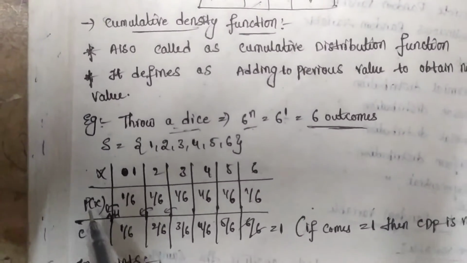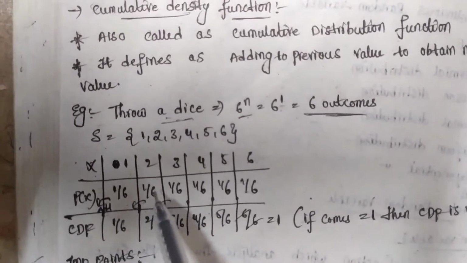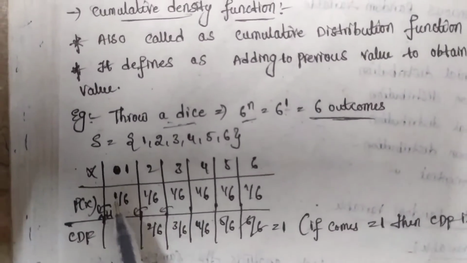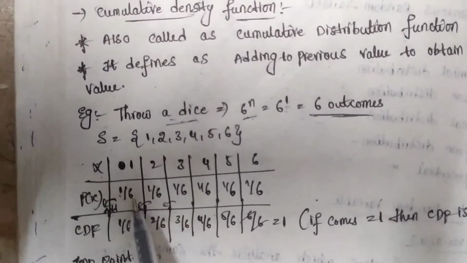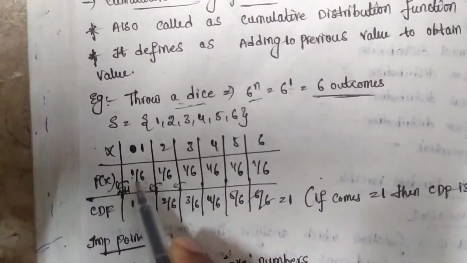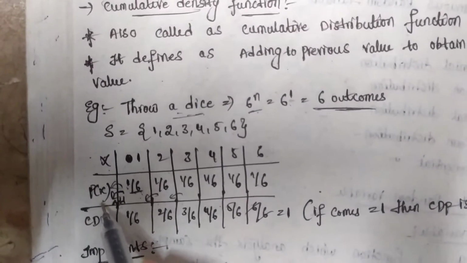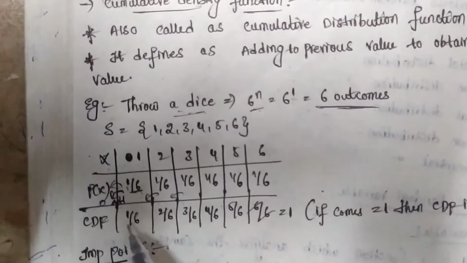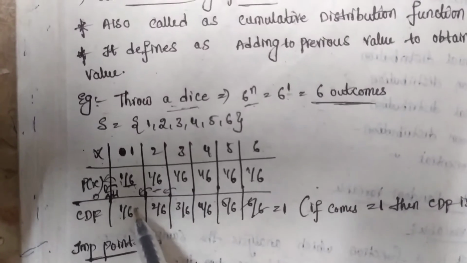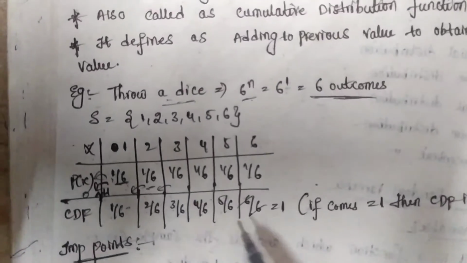P of x, the probability density function, is 1 by 6 for the value 1. For each and every value there is only 1 favorable outcome, so favorable outcomes by total possible outcomes is 1 by 6, 1 by 6, 1 by 6. For getting the CDF, we have to add each value to its previous value. Let us assume we start with 0. 0 plus 1 by 6 gives 1 by 6, and then adding the next value to the previous value we get 2 by 6. Like this we get 3 by 6, 4 by 6, 5 by 6, and 6 by 6.